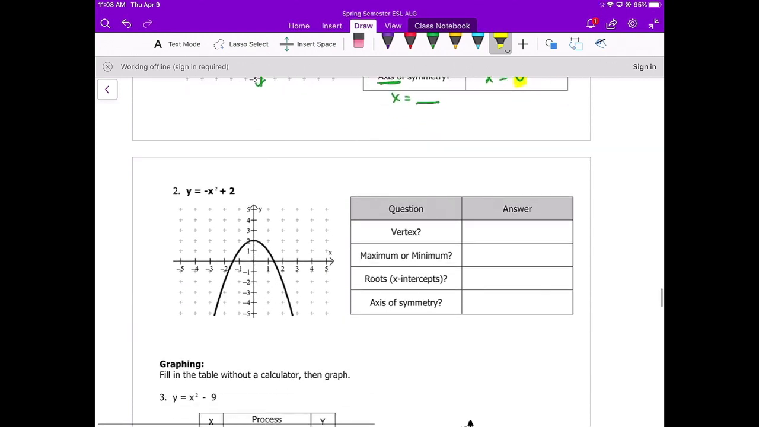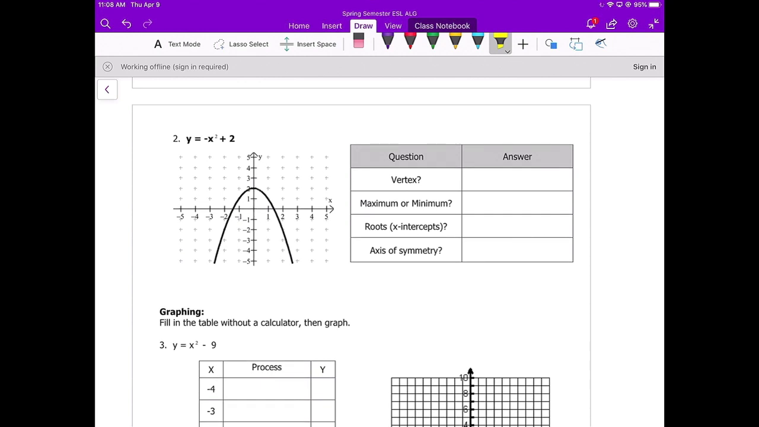All right, number 2, moving along, just trying to keep this pretty quick, short and sweet. Vertex on this one is a maximum at 0, 2. So we finally have a maximum vertex. We have two roots again, one here. Looks at about negative 1.5 and positive 1.5, I'd say. And the axis of symmetry, again, cutting it right down the middle along the y-axis is x equals 0. Again, I want to state this number on the vertex and this number are always the same number.